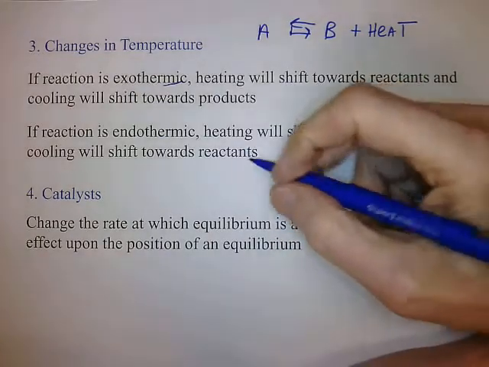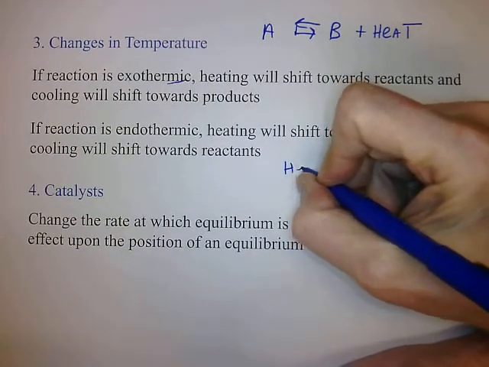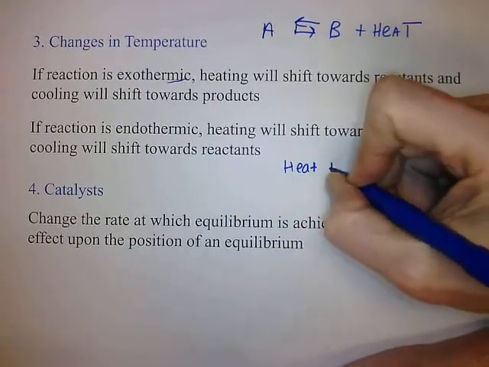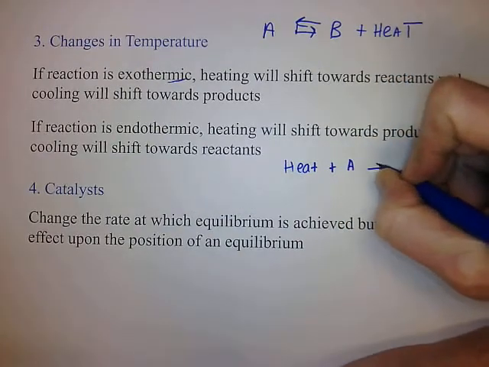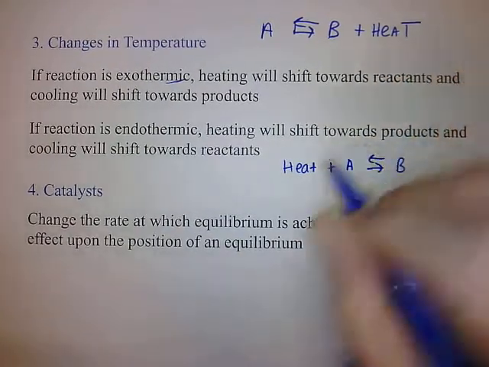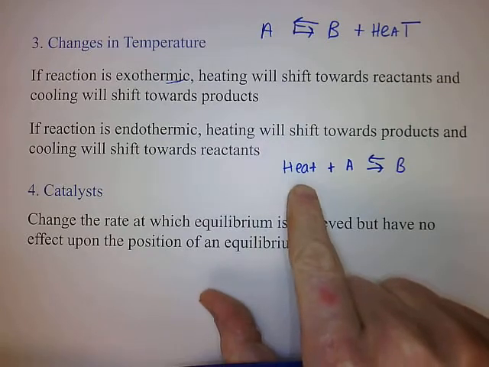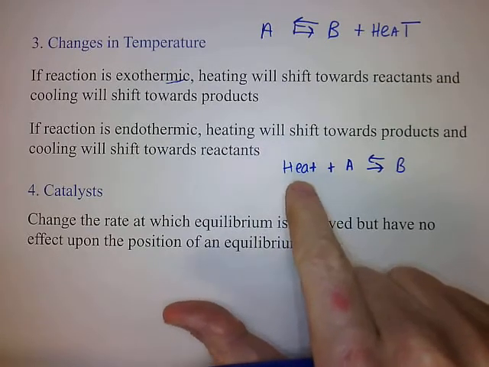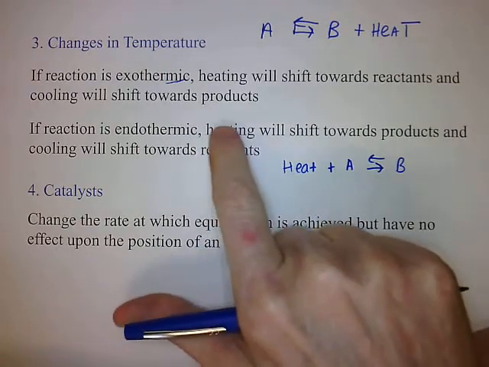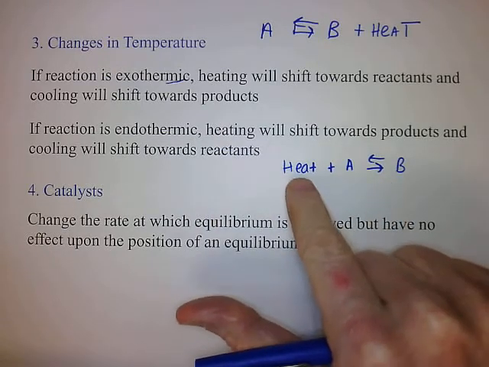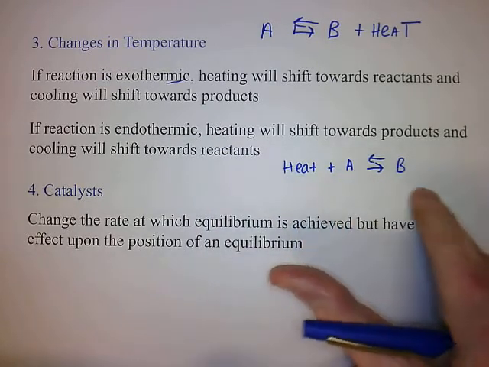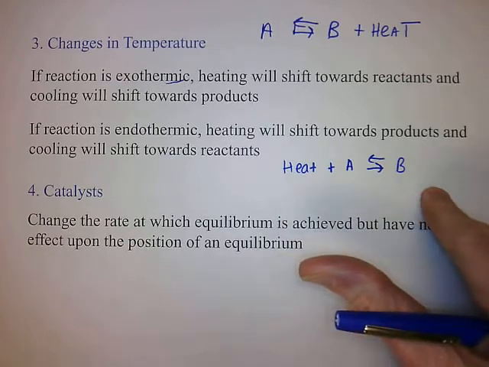So in other words, we could write an endothermic reaction like this. And now heat is a reactant. So heating it will shift it. By adding heat, you're adding a reactant, and that shifts it towards products.